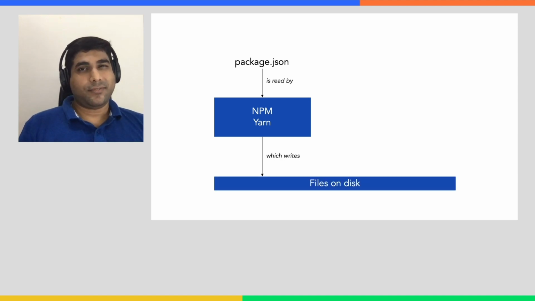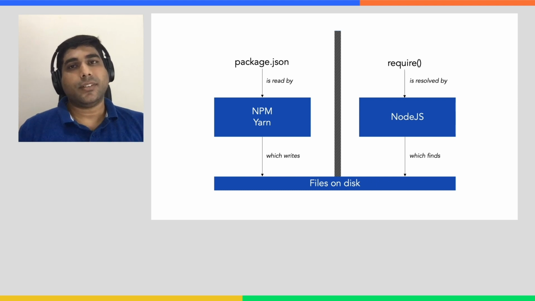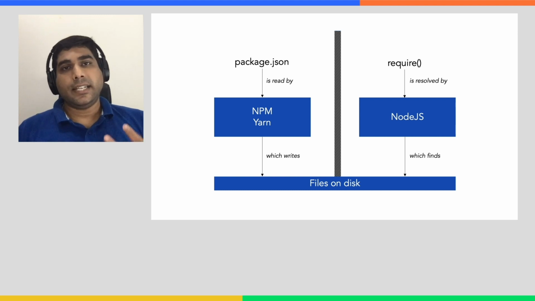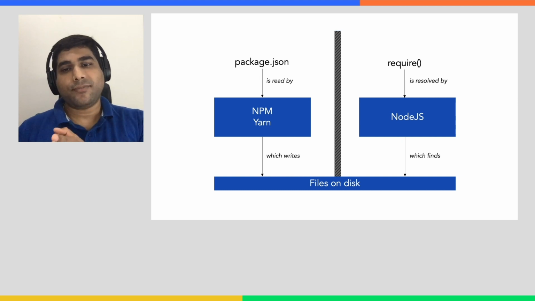The package.json file is read by package managers such as npm or yarn. When you require a certain module in your JavaScript file, Node.js will resolve this by looking at the module on disk. The package manager writes files to disk, which your Node.js process then looks at. The key insight here is that Node will not resolve anything by looking at the package.json, but rather will just look at the files on disk with node module resolution.